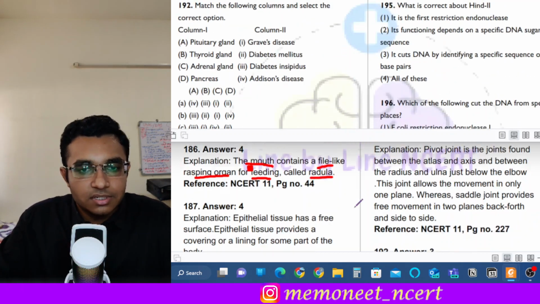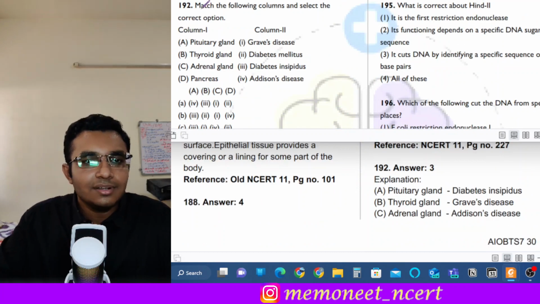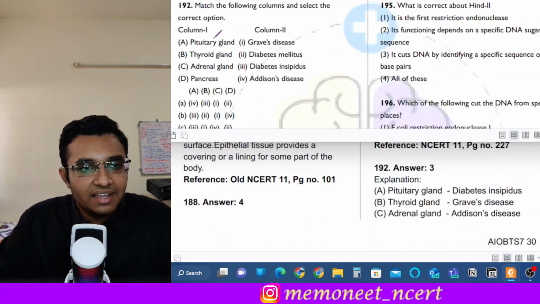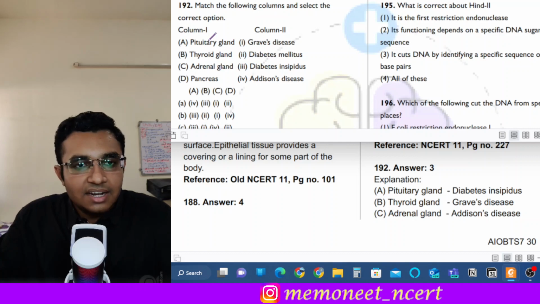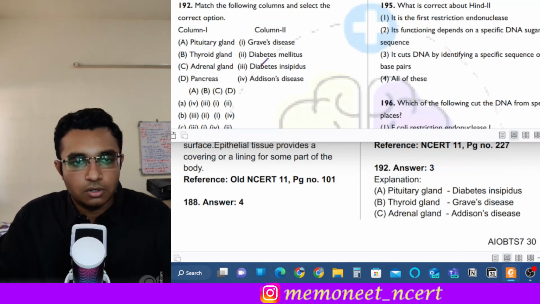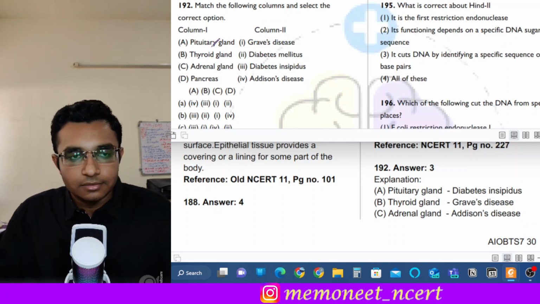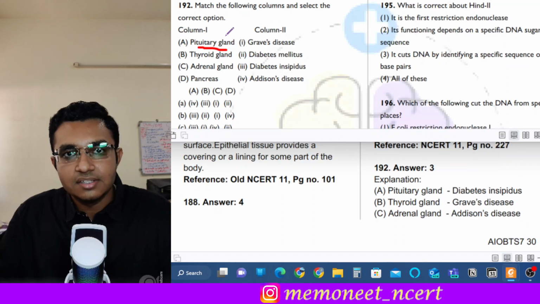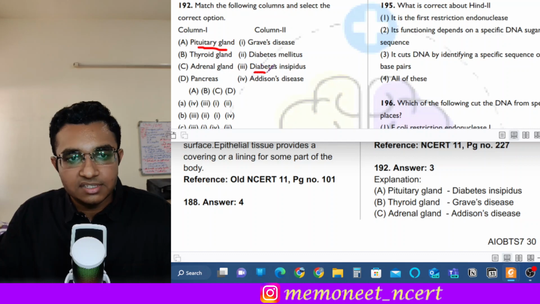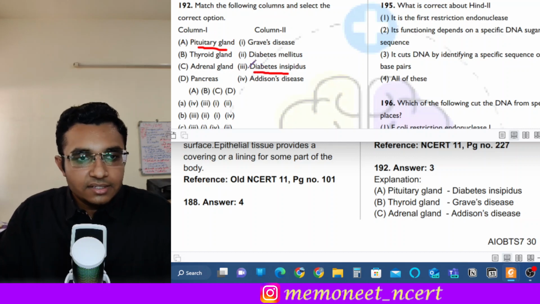Next question is question 192. It is a match the following question, and there are different glands given and there are different disorders given. You have to match which disorder is associated with which gland. The first is pituitary gland. Now see, pituitary gland releases antidiuretic hormone, which is vasopressin, and deficiency of that hormone causes diabetes insipidus. So A goes with 3.